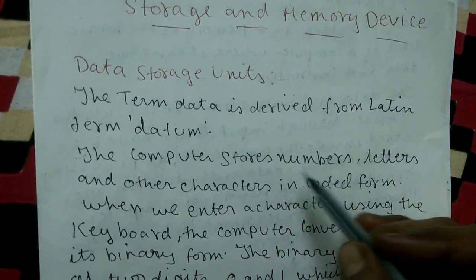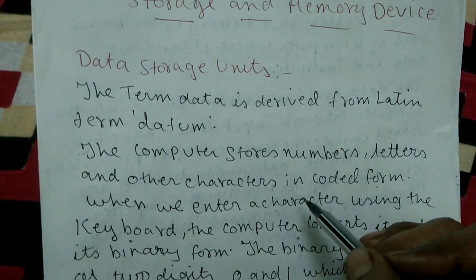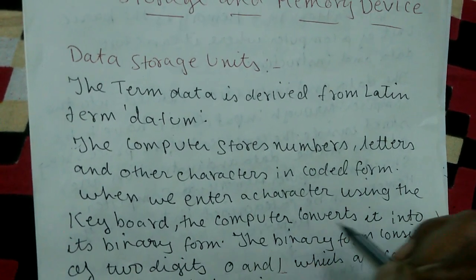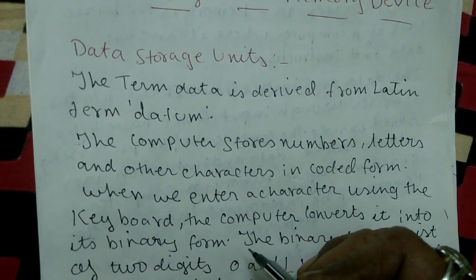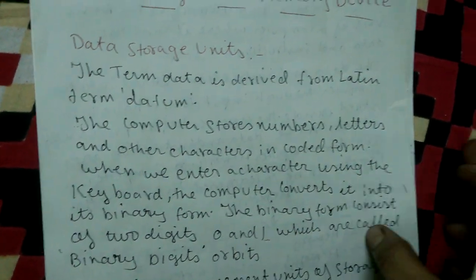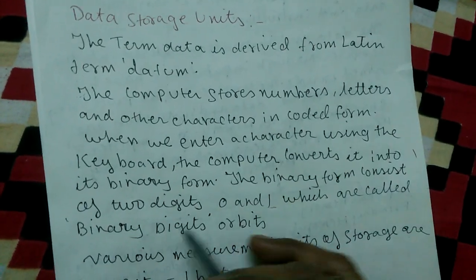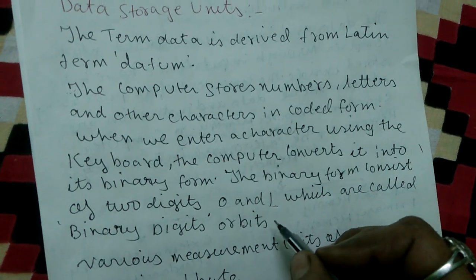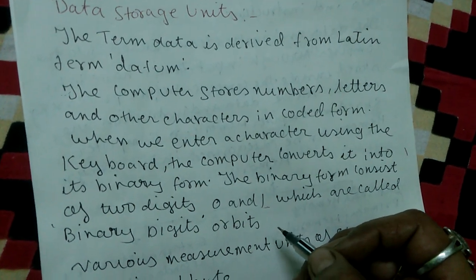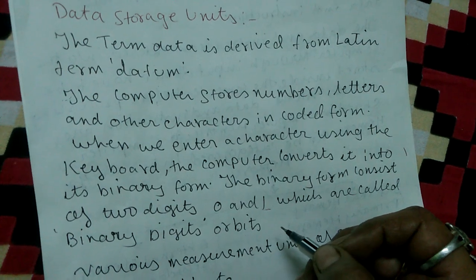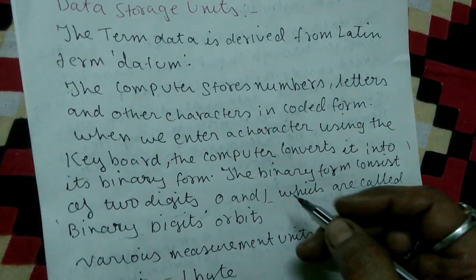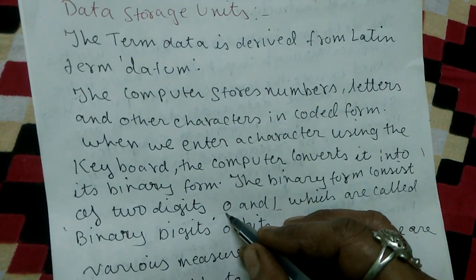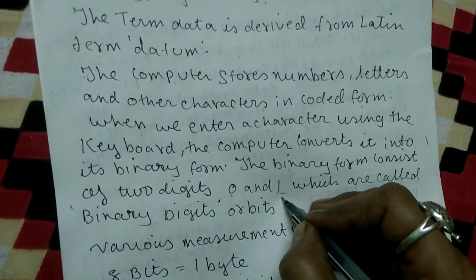The computer stores numbers, letters, and other characters in a coded form. When we enter a character using keyboard, the computer converts it into a binary form. The binary form consisting of two digits, that is 0 and 1s, which are called as binary digits. Whatever instructions we are giving to the computer, that gets coded into binary digits. So, what are binary digits? Binary digits are composed of two digits, that is 0 and 1.